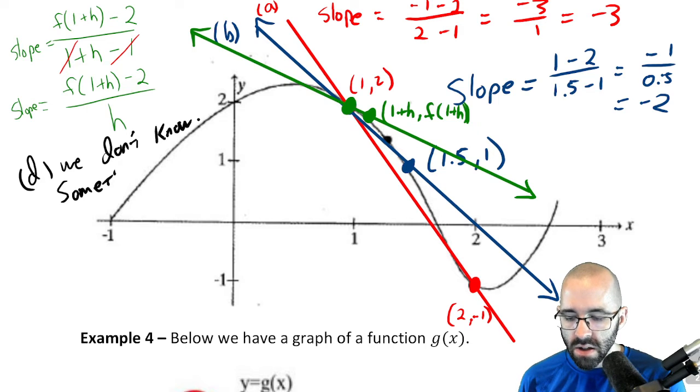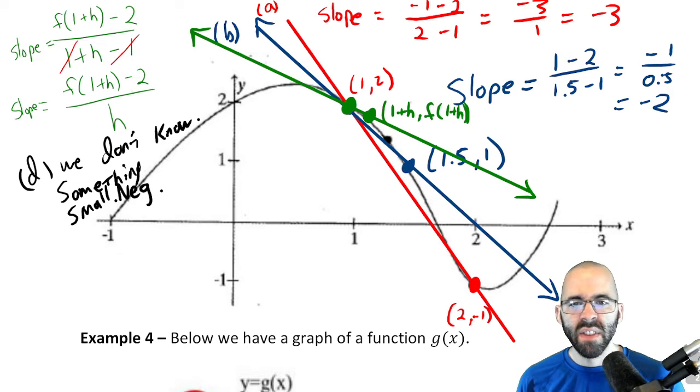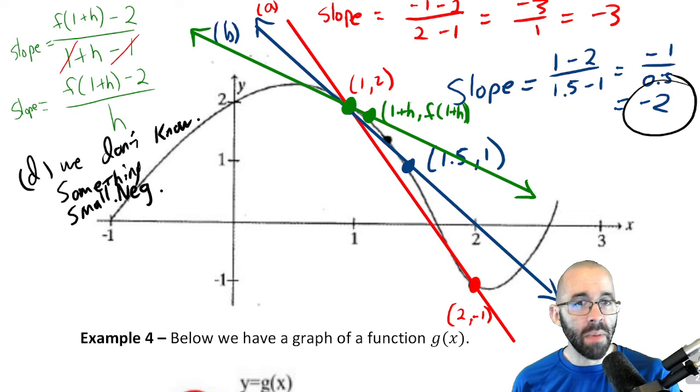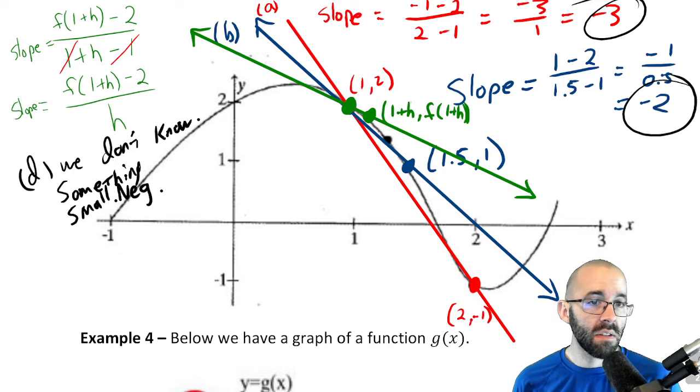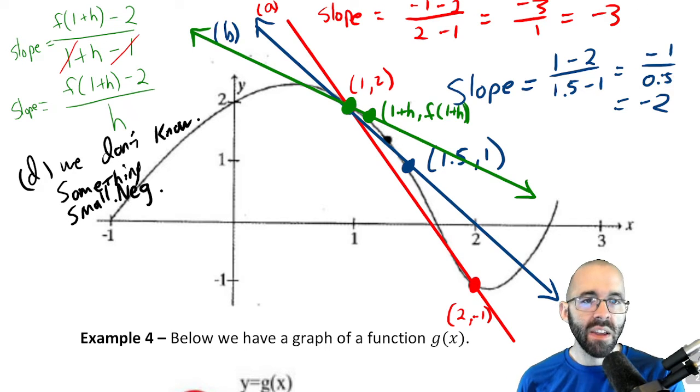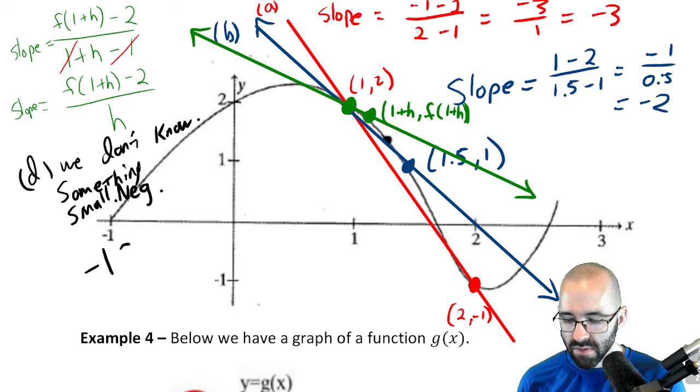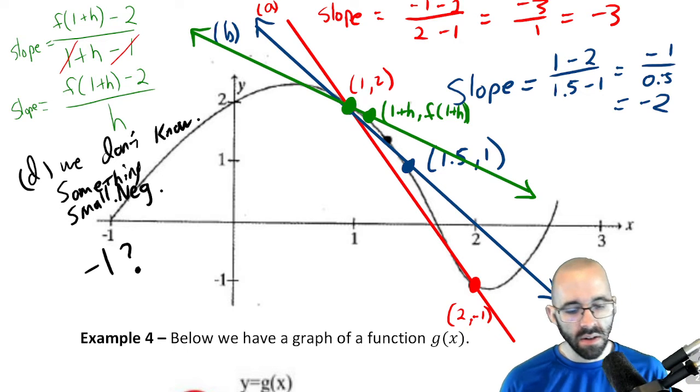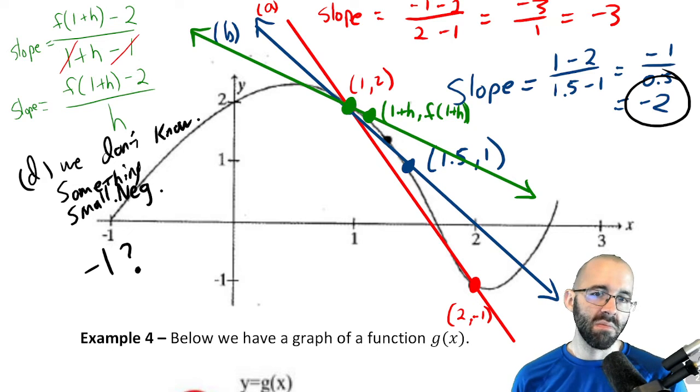Something small. Negative. We'd expect blue to be a better approximation than red. And maybe we think it's going to keep going the same direction. Maybe we think our slope is -1. That could be a good guess. Red was inaccurate. Blue was a little bit more accurate, but blue is still not very accurate. We'd have to go a little bit further. Maybe -1. I don't know.